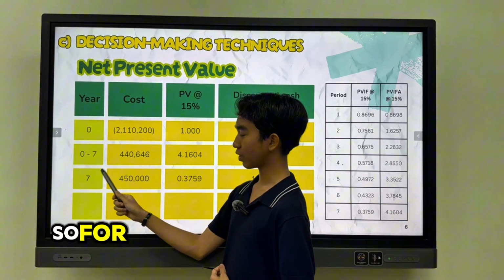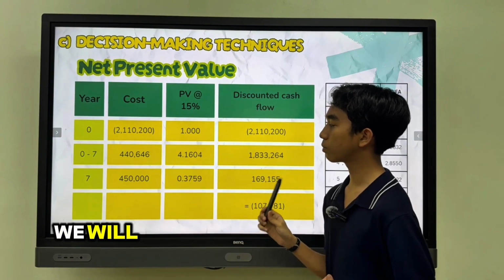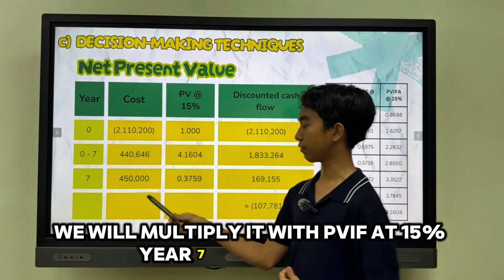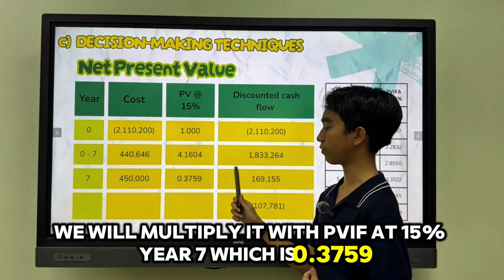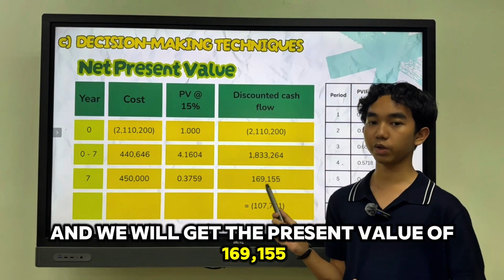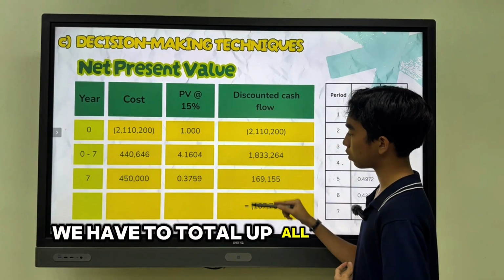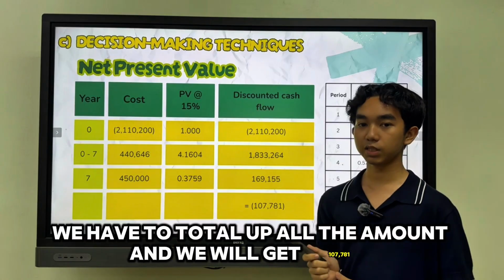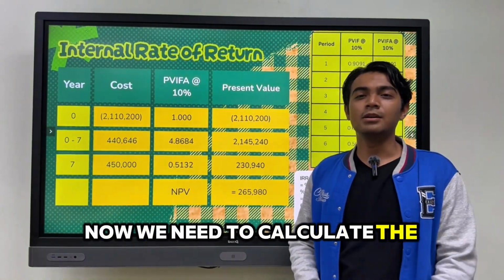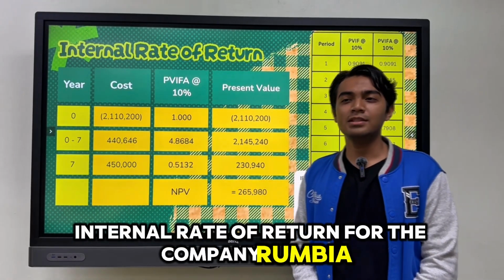1,833,264. For year 7, the terminal cash flow is 450,000. We multiply it by the PVIF at 15% year 7, which is 0.3759, and we get a present value of 169,155. To get the net present value, we total up all the amounts, and we get 107,781. Okay, now we need to calculate the internal rate of return for the company, Rumbia Sidran Berhad.